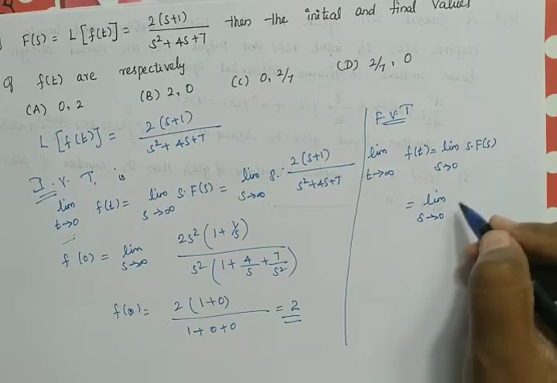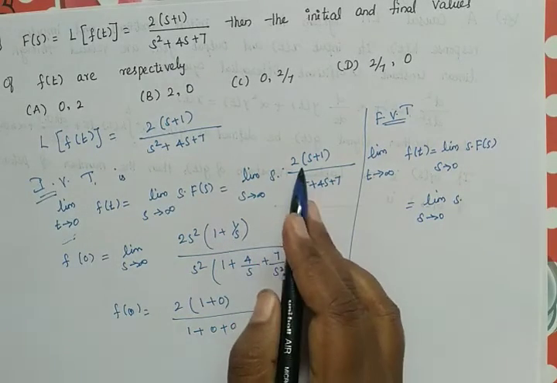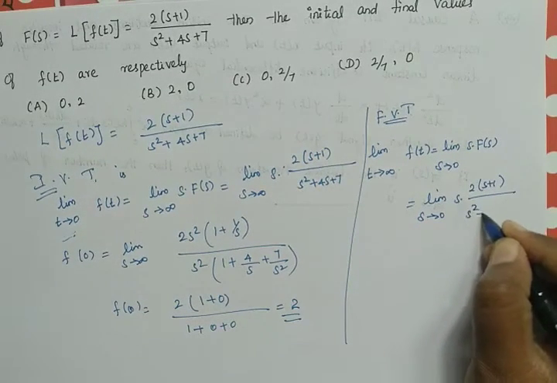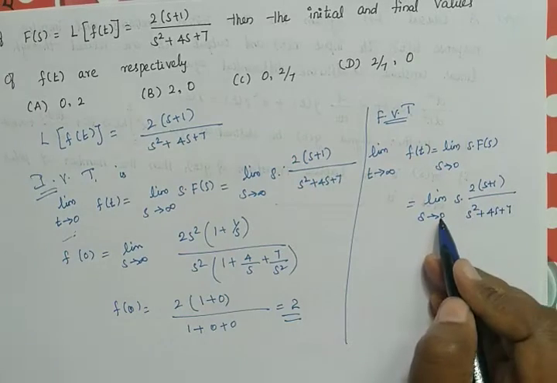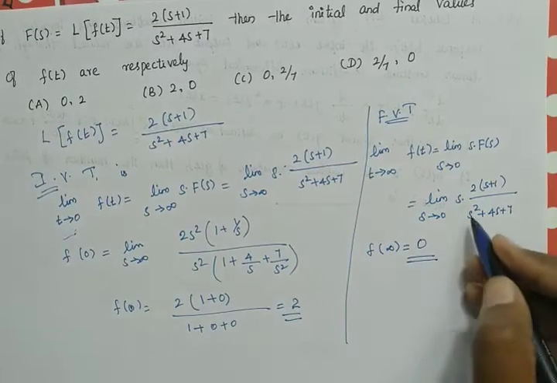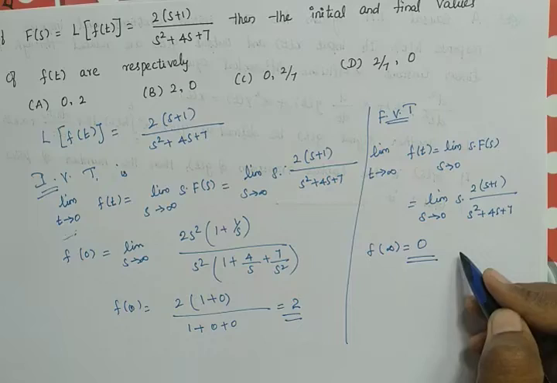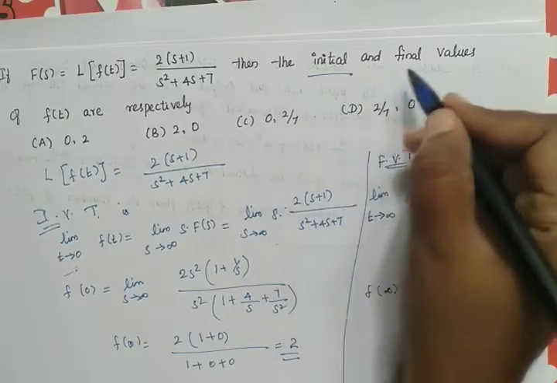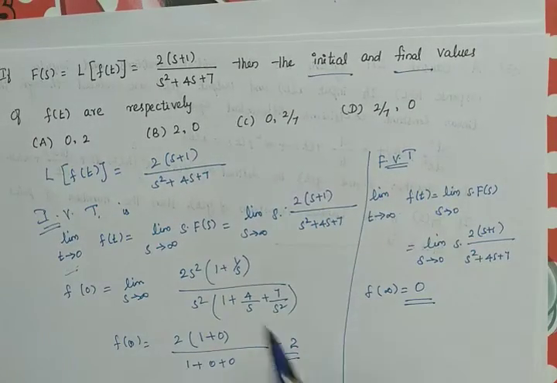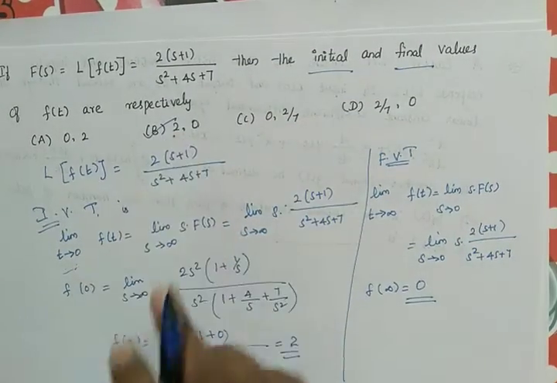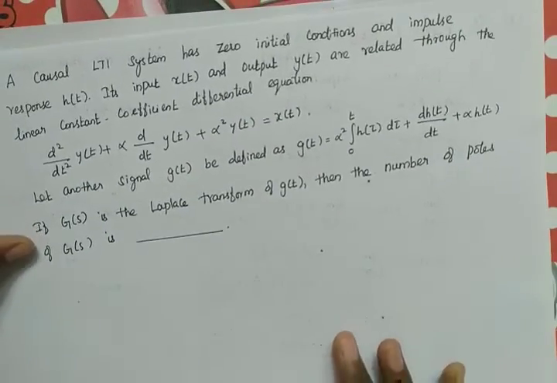Now what is our s into F of s? We know that F of s is given by 2 into s plus 1 divided by s square plus 4s plus 7. Since s is equal to 0, what happens? Everything will become 0 here, so f of infinity will be equal to 0. What is the question? They have given the initial and final values. Our initial value is 2 and our final value is 0. The option is B. Now let us move on to the next problem. That is our fourth problem.